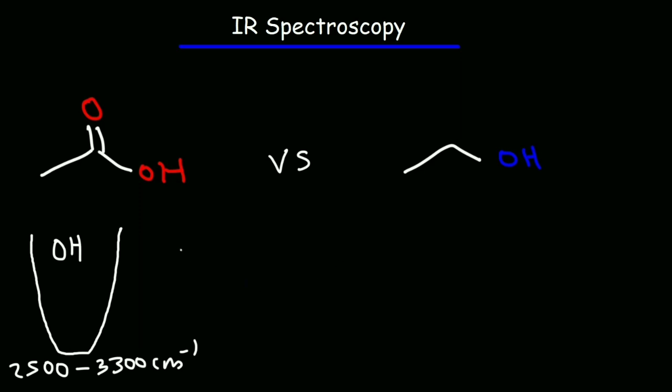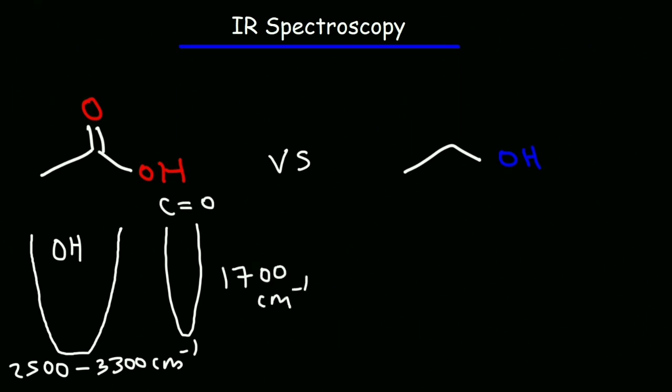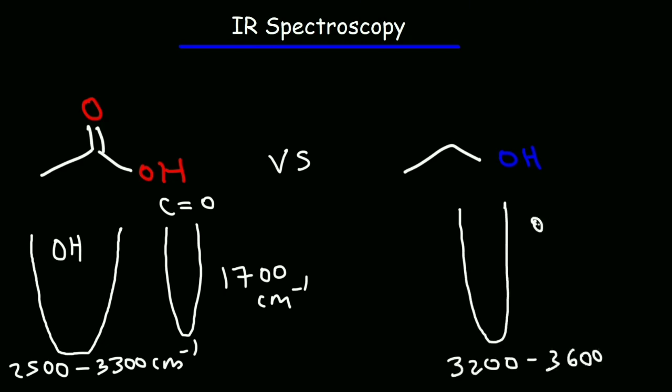Now, the carboxylic acid also has a very strong CO stretch. And the CO stretch shows up at a signal of 1700 wave numbers. Now, you may want to write these numbers down because you'll need them in order to identify these functional groups in IR spectra. Now, the alcohol only has the OH group. So it has a strong absorption around 3200 to 3600. So that's the OH stretch of the alcohol group.